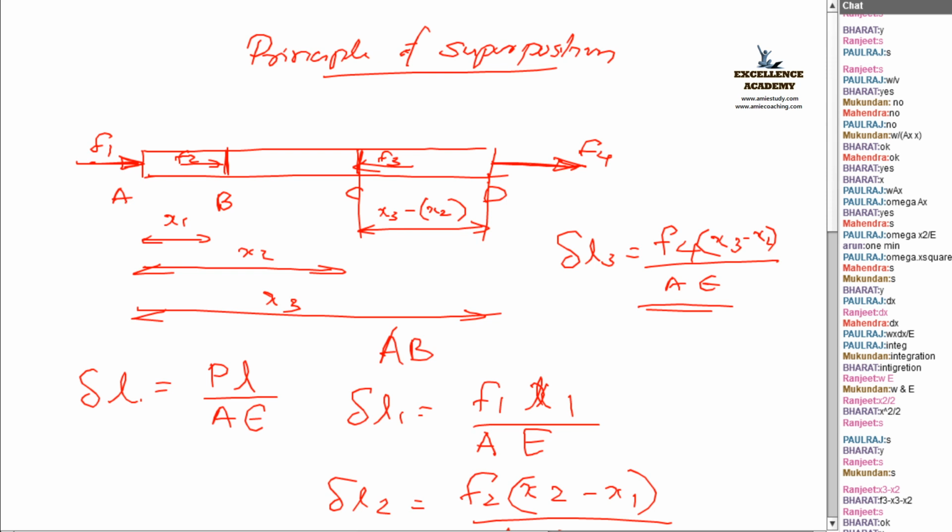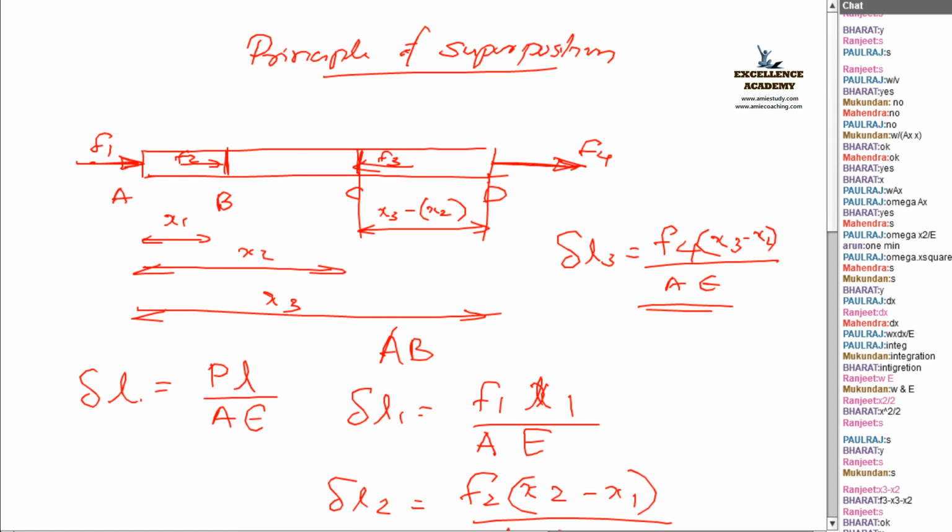So what did we learn today? We learned about elasticity. We learned about stress, that is resistive force per area. We learned about strain, that is change in length by original length. After that, we learned what is meant by Hooke's law. Stress is proportional to strain, that is, stress is equal to E into strain. E is the Young's modulus of elasticity. After that, we learned the deformation of a body due to an external force.